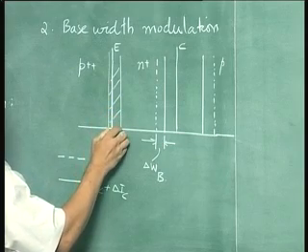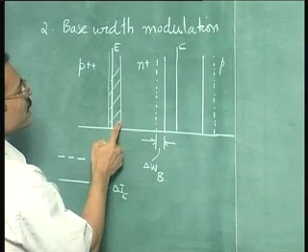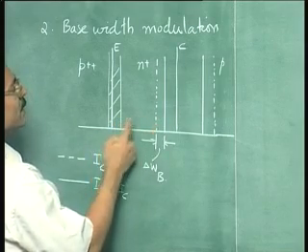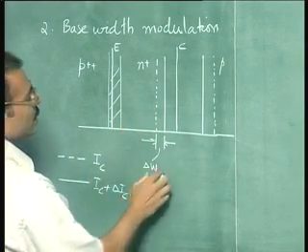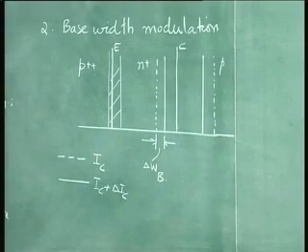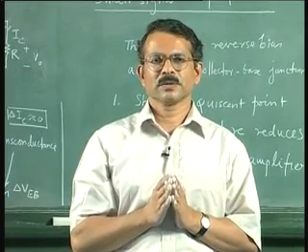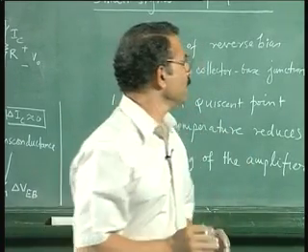The change in this is small, so we are not showing the change here. This difference from here to here is the base width. So this is the delta WB. Now this is the base width modulation effect. Now as a result of this base width modulation, your amplification will reduce. Okay? How do we show that?